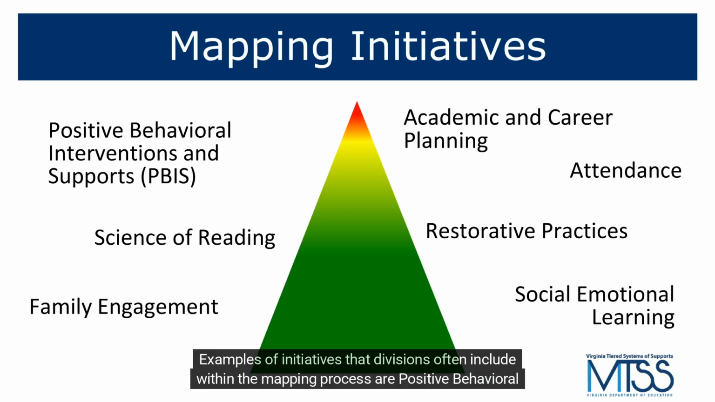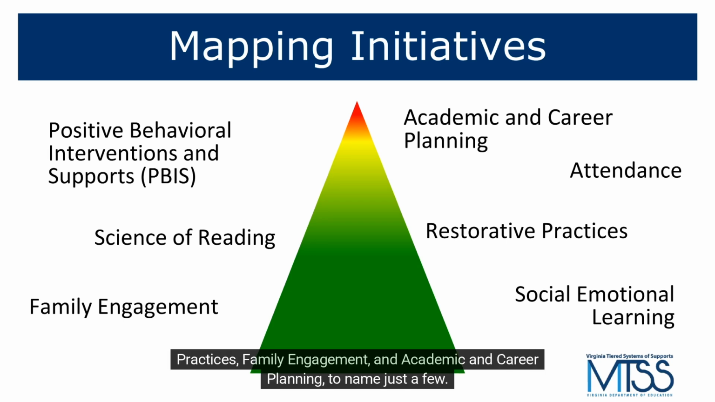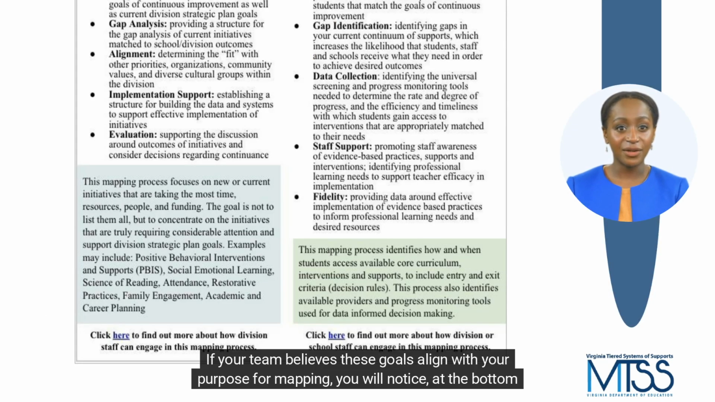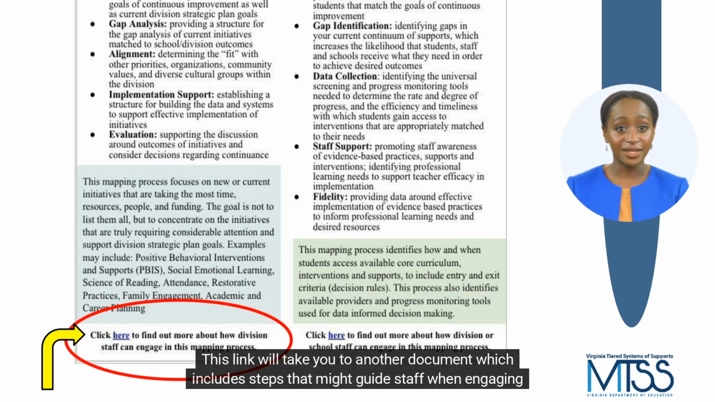Examples of initiatives that divisions often include within the mapping process are positive behavioral interventions and supports, PBIS, social emotional learning, science of reading, attendance, restorative practices, family engagement, and academic and career planning, to name just a few. If your team believes these goals align with your purpose for mapping, you will notice at the bottom of the first column a link provided. This link will take you to another document which includes steps that might guide staff when engaging in this mapping process.